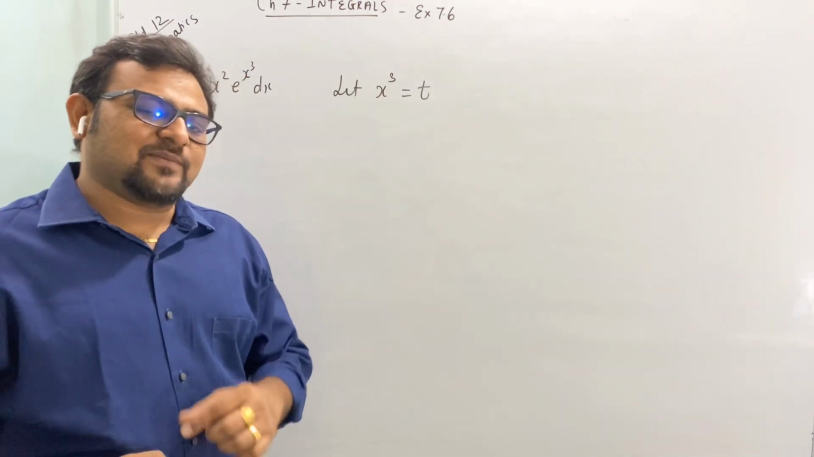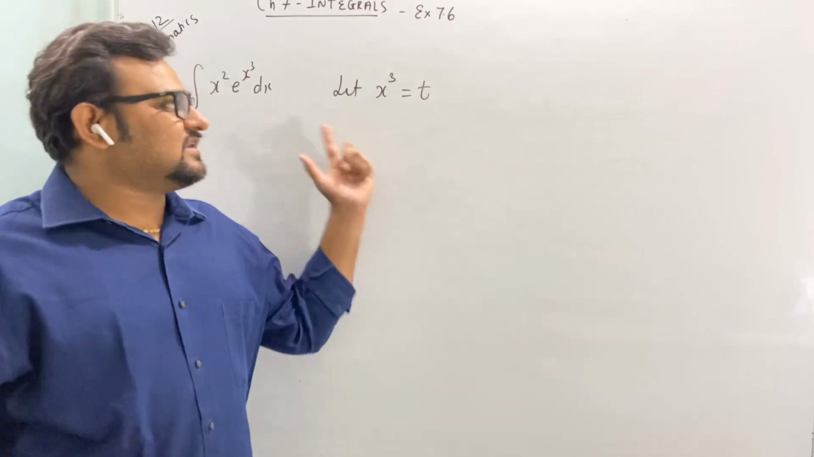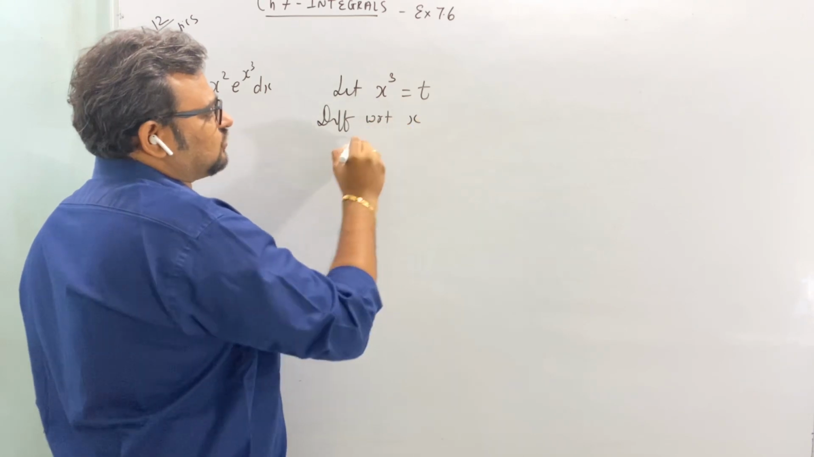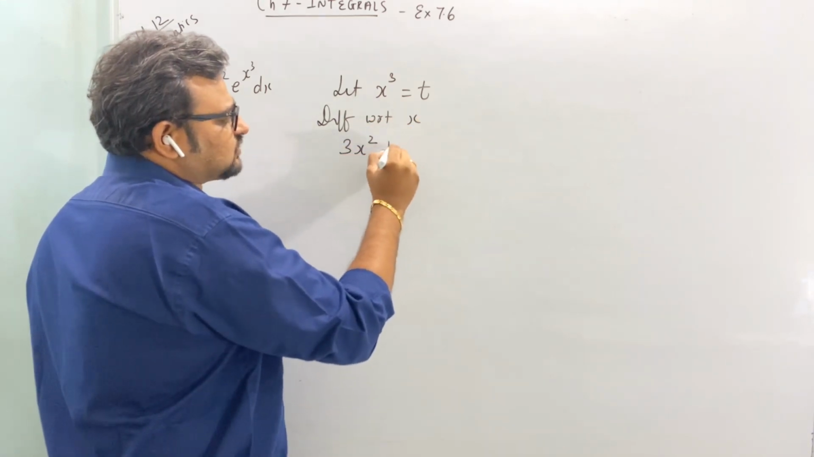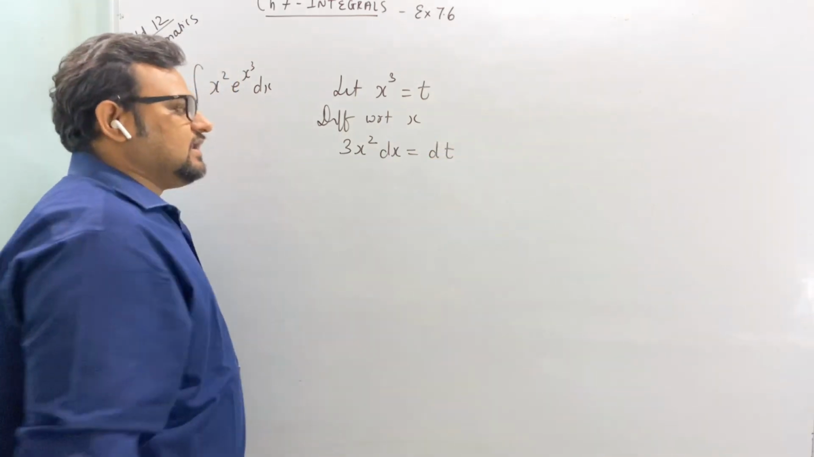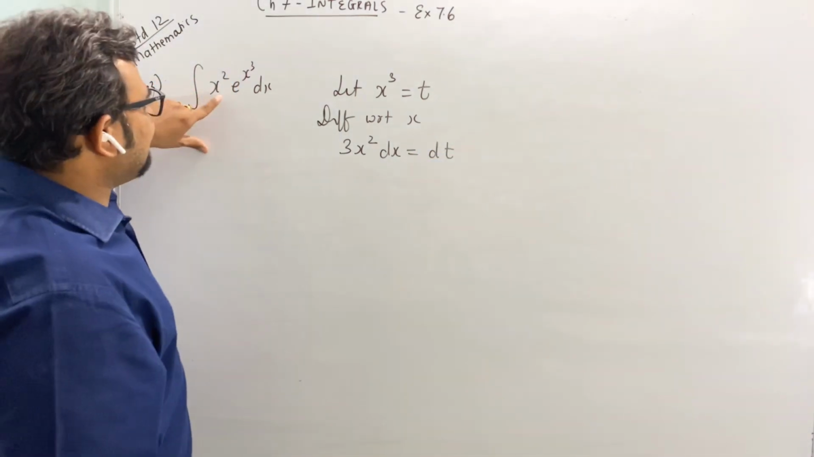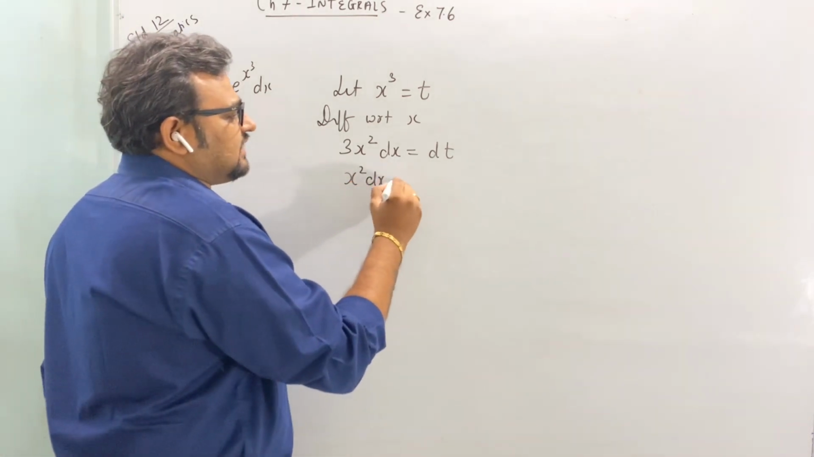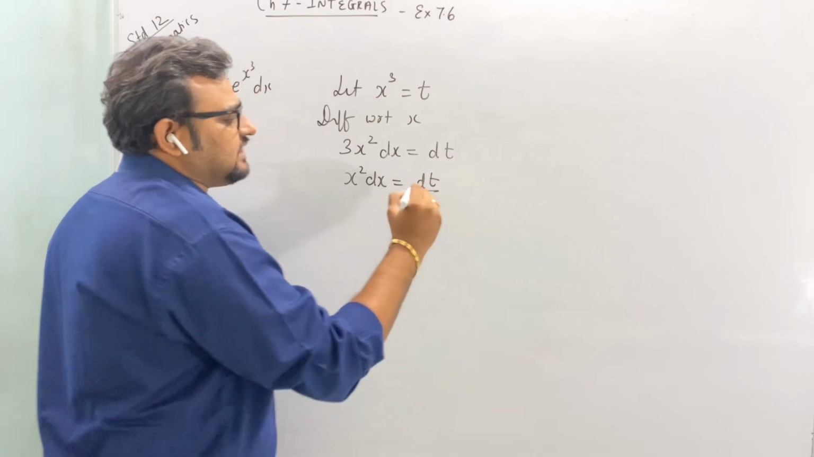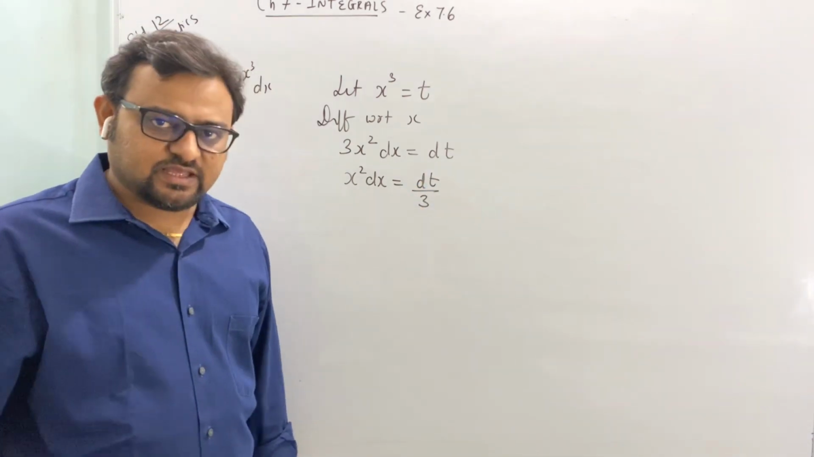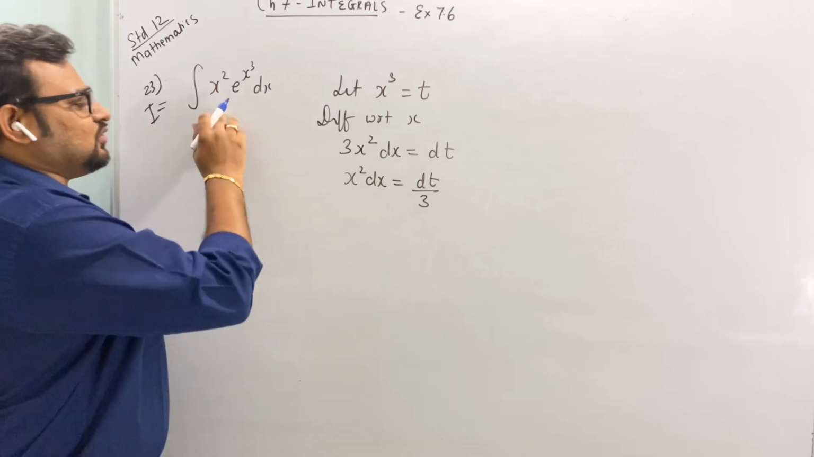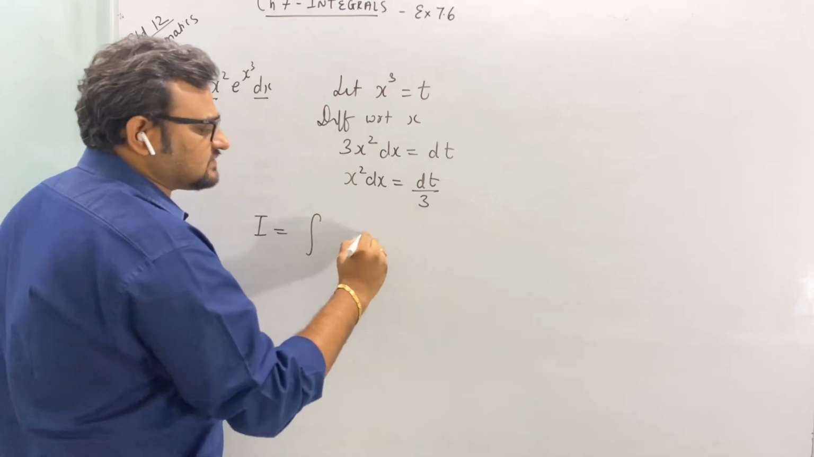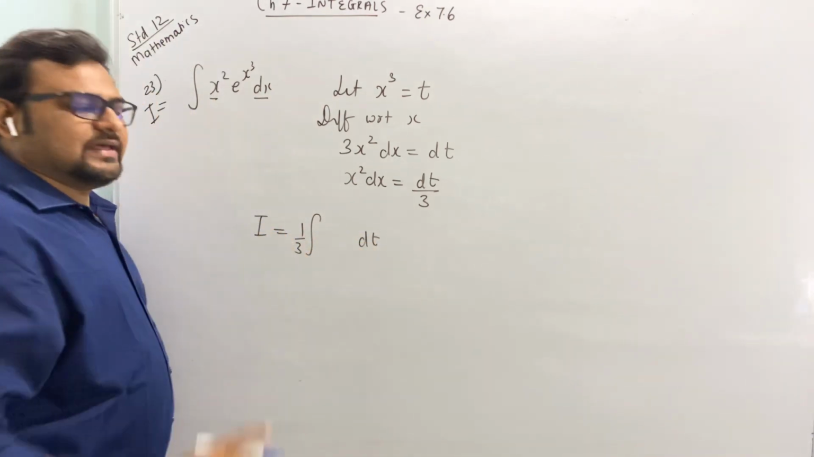So now if I am differentiating it, I will get 3x square. Differentiating with respect to x, 3x square dx will be equal to dt. But see, I am having only x square. So what I will do, x square dx will be equal to dt by 3. So now I am putting this value in the question. Instead of x square dx, it's dt by 3.